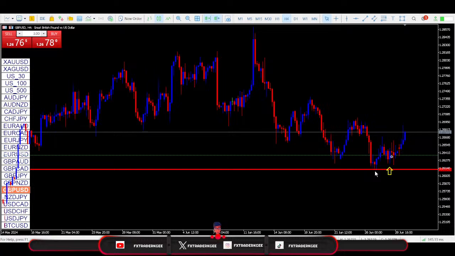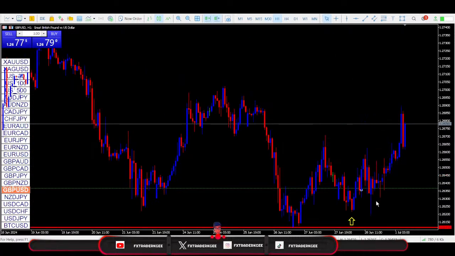But I saw that this point here is a psychological area where price can make a U-turn, either for a pullback in a longer time frame, or a reversal in a smaller time frame. And there we have it, price actually going in the area. This is GBP USD going on a buy, and that's what we have.